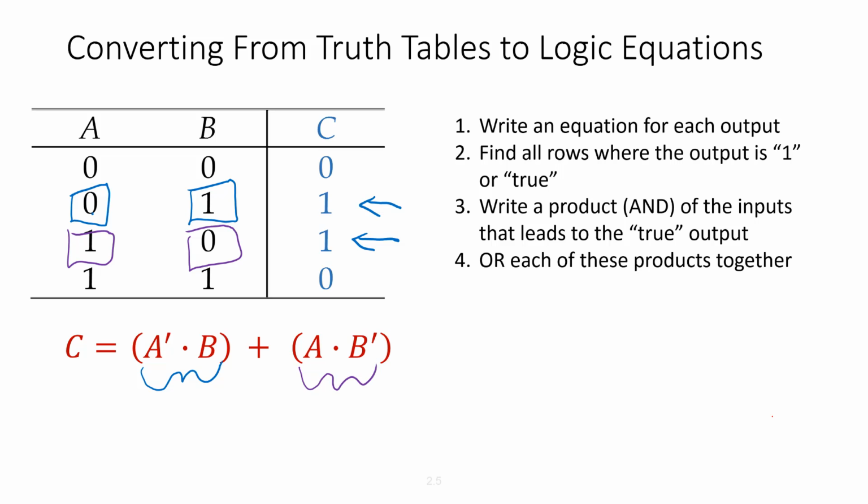And then finally, we just OR each of these different terms together. So you'll have a different product, or AND, for each individual output where the output is true. And each of these products will consist of all of the inputs. Now these AND operations that combine all of the different inputs have a special name. These are called minterms. And we'll learn more about these when we use truth tables to optimize the logic for an efficient circuit design.